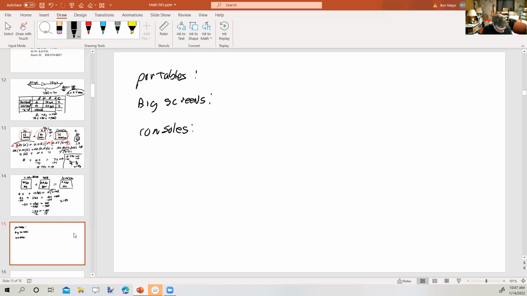Okay. It says a store warehouses 40 more portables than big screen TVs. So portables are being compared to big screen TVs. In that situation, you're comparing the portables to the big screens. The big screen would be the variable, or X. Then it says, and 15 more consoles than big screens. So portables are compared to big screens and consoles are compared to big screens.